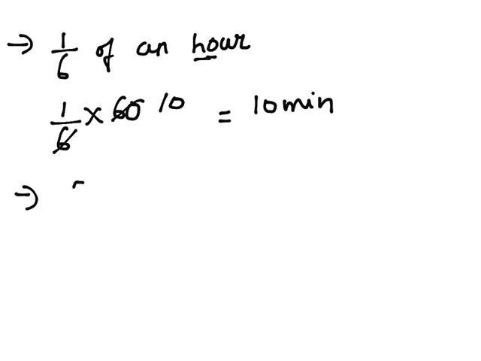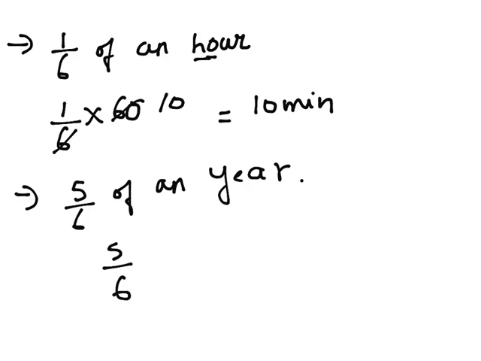Next we have 5/6 of a year. It means we have to find out the 5/6 part of a year. So here clearly we know in a year we have 12 months. So we can write it like 5/6 times 12. So it will give us 6 times 2, and it will be 10 months.